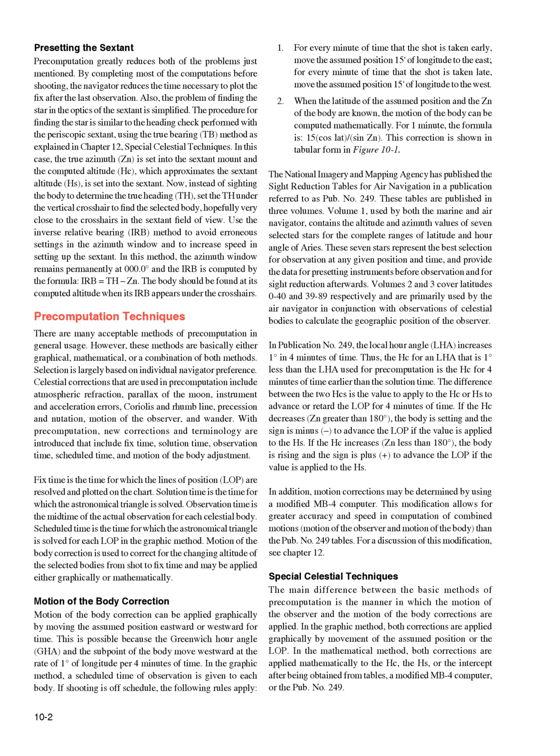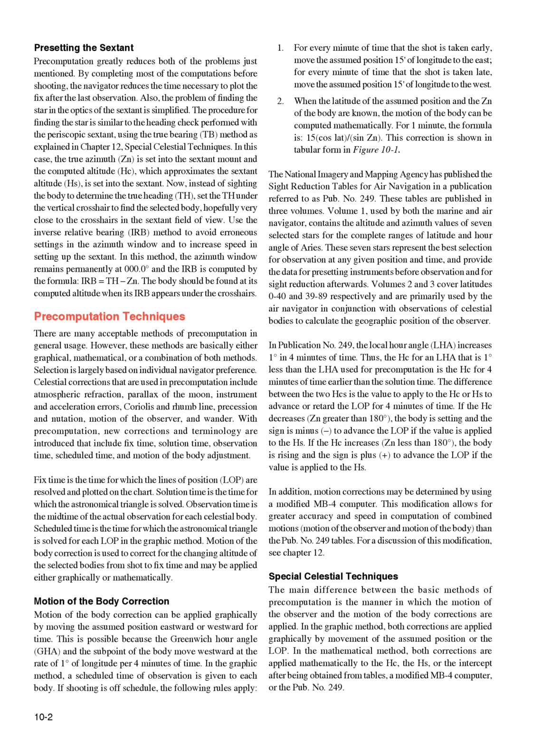In Publication No. 249, the local hour angle, LHA, increases 1 degree in 4 minutes of time. Thus, the HC for an LHA that is 1 degree less than the LHA used for precomputation is the HC for 4 minutes of time earlier than the solution time. The difference between the two HCs is the value to apply to the HC or Hs to advance or retard the LOP for 4 minutes of time.